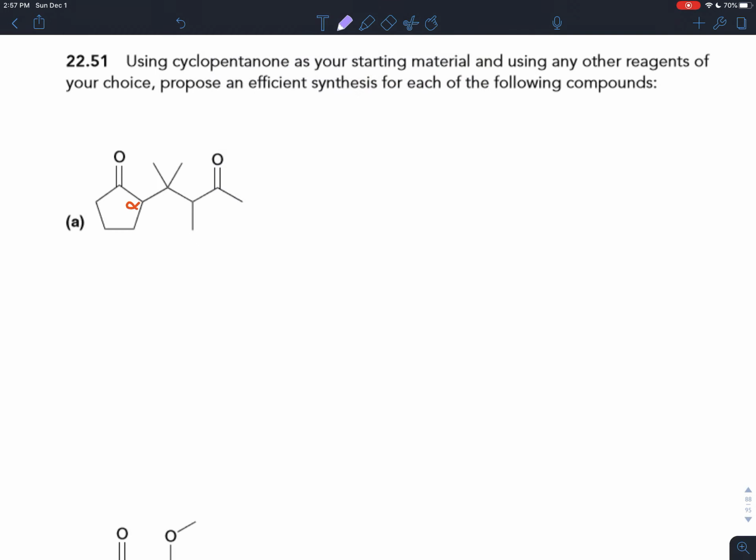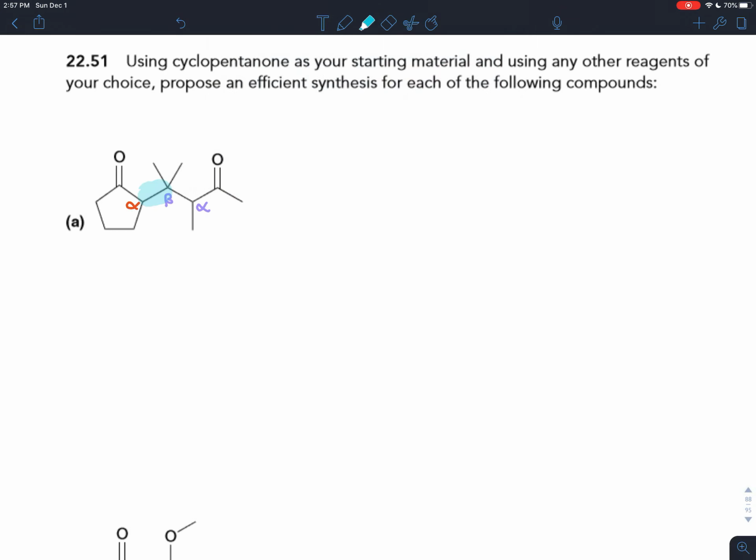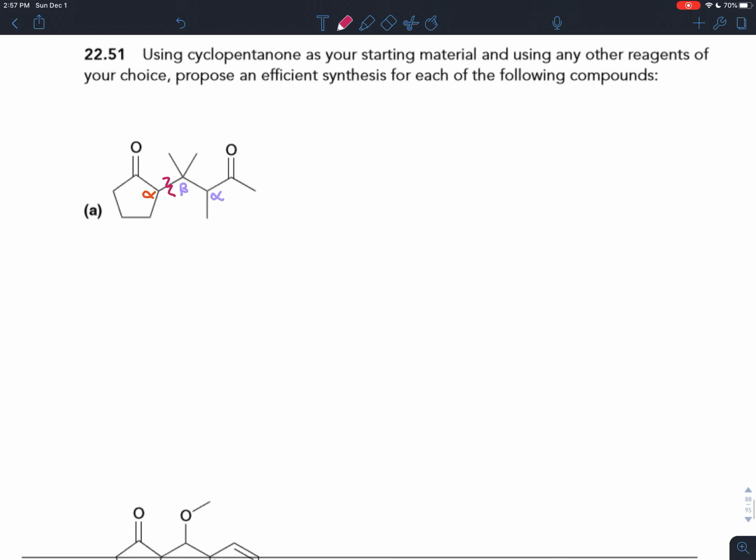And then going in the other direction, we have the alpha and beta carbon. This is where I'm going to have the unsaturation. So the new bond we're forming will be this bond right here. So I'm going to break that bond to try to visualize the two pieces I need to bring together here.